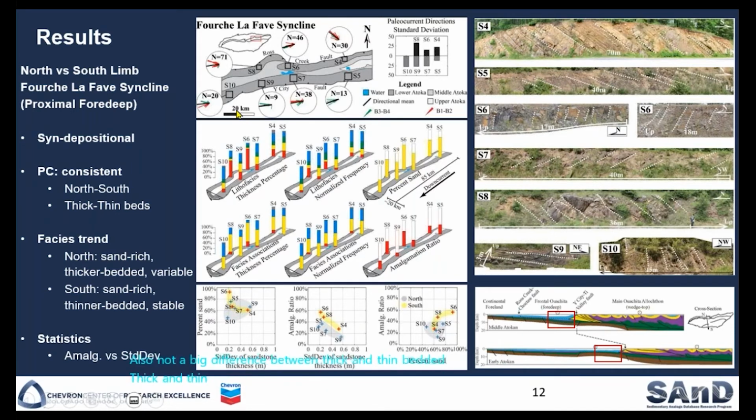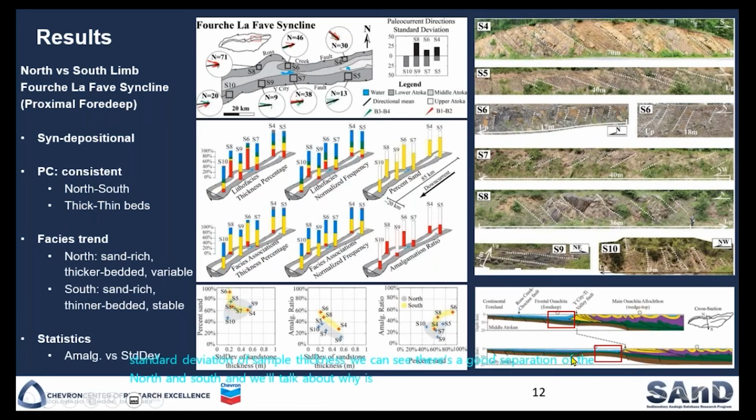based paleocurrents. But for the facies compositions, we can see that the north side is more sand rich, thicker bedded, or more channelized and more amalgamated. And the south side is more stable and relatively thinner bedded. And in the statistics we can see, especially if you plot the amalgamation ratio versus the standard deviation of sandstone thickness, there's a good separation of the north and south. And we'll talk about why that is.